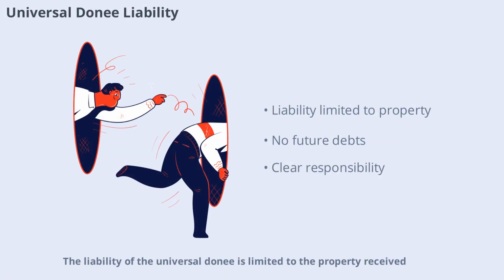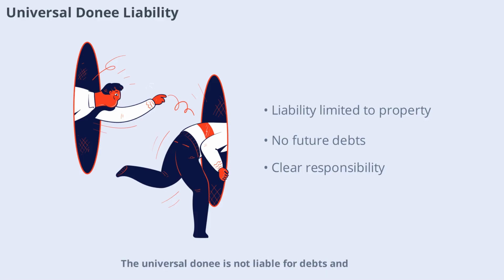Liability of the universal donee is limited to the property received. If A makes a gift of only movables to B, B is not a universal donee. The universal donee is not liable for debts and liabilities incurred by the donor after the gift is made. This rule protects the donee from unforeseen obligations and ensures that liability is clear and limited.